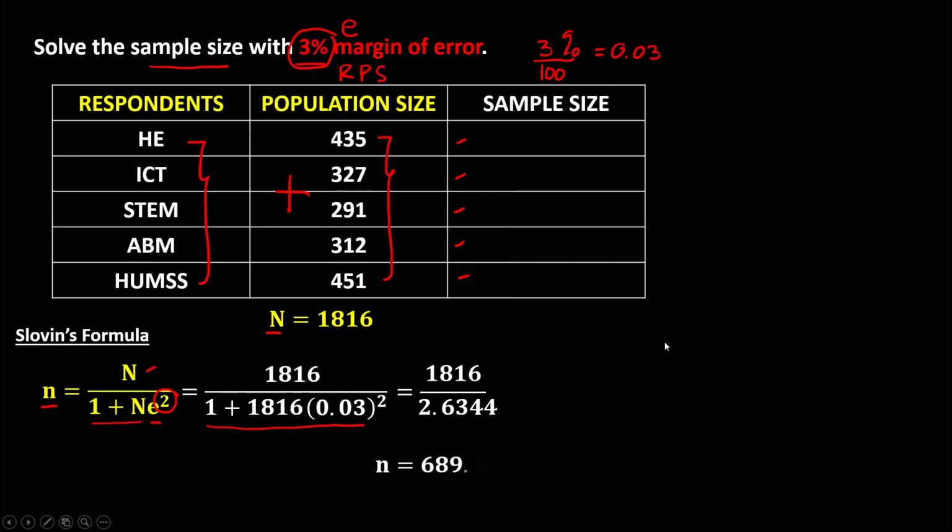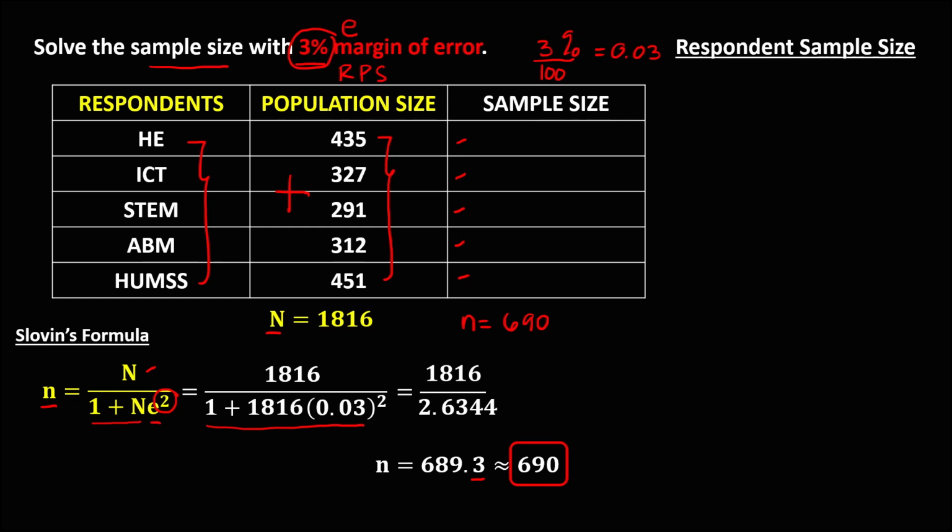689.3. Since there is a decimal, therefore we need to round up. So the total sample size is 690. Now take note that the total sample size is 690. So to find the sample size for every respondent, using this formula: the respondent population size, over the population size times the total sample size.